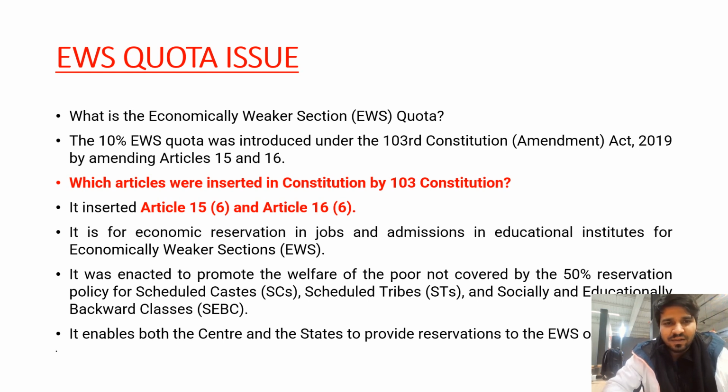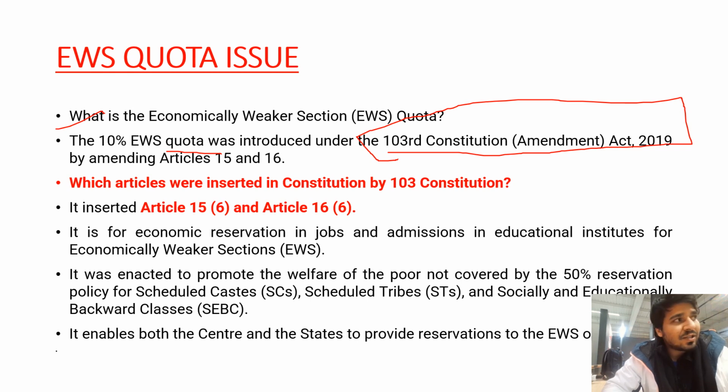So we can see, right, the 10% EWS quota was introduced under the 103rd Constitutional Amendment Act 2019. We must understand this. It was introduced by amending two articles, Article 15 and Article 16. Specifically, it inserted Article 15 Clause 6 and Article 16 Clause 6, right? And it is for economic reservation in jobs and admission in educational institutes for the economically weaker section, right? As it is said. And this all is the same thing.